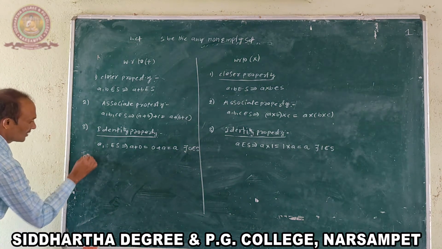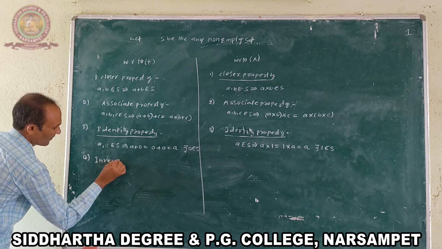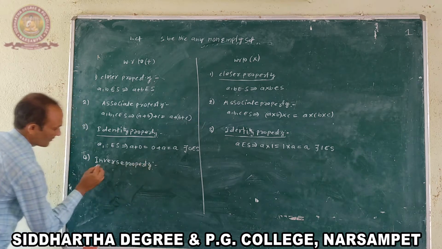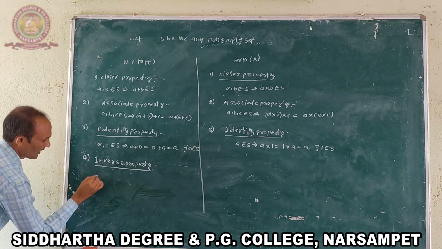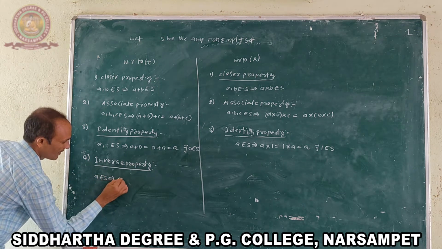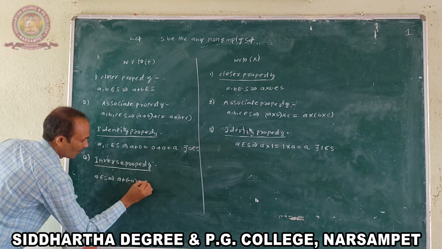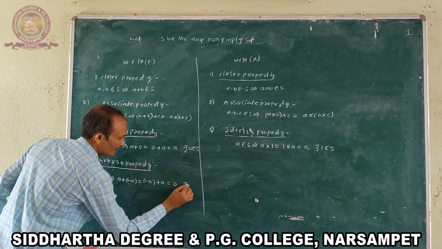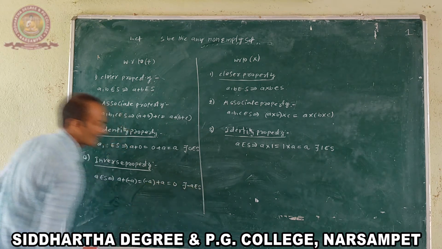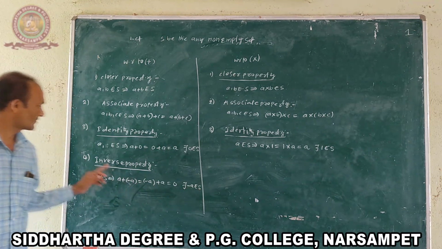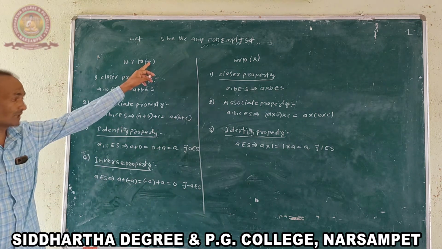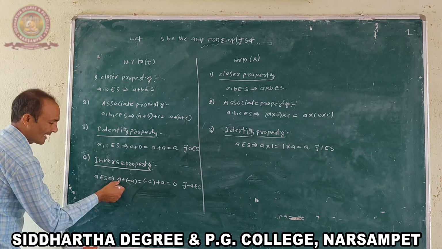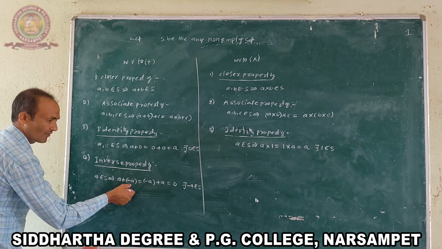Next condition, inverse property. A belongs to S implies a plus minus a, that is minus a plus a, is equal to 0. There exists minus a belonging to S. So S satisfies the inverse property with respect to addition. Here minus a is the additive inverse of a, and a is also the additive inverse of minus a.